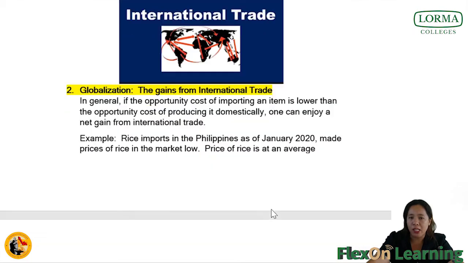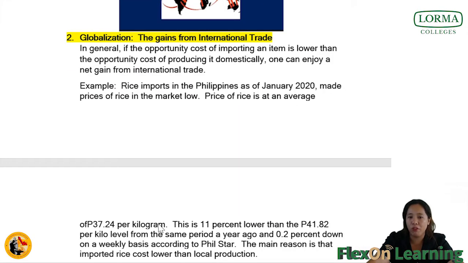Prices of rice is at an average of 37.24 per kilogram in the Philippines. This is 11% lower than the 41.82 per kilo level from the same period a year ago, and 0.2% down on a weekly basis according to Philippine Star. The main reason is that the imported rice coming from other countries like Vietnam is at lower cost, because the production cost is a lot higher than the importation cost.